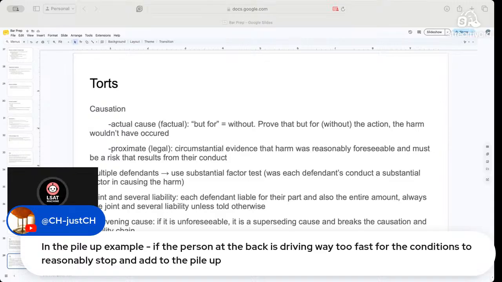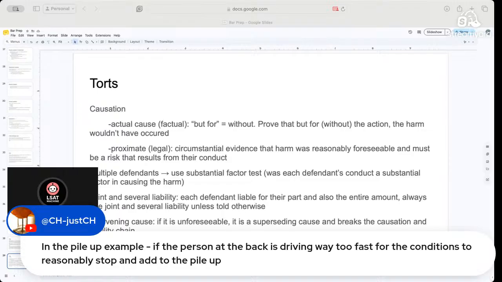In the pile example, if the person in the back is driving way too fast for the conditions to reasonably stop and add to the pile up. Yeah, exactly. Then you would have to prove exactly that, that person's speeding would have been reasonable, to see that they would have made the pile up worse. Exactly.